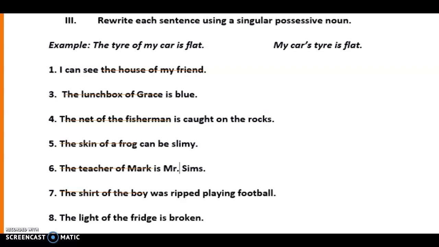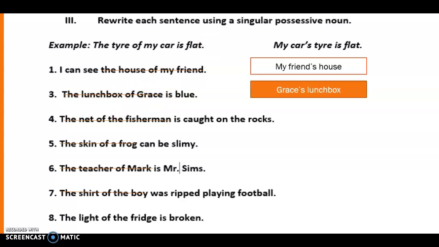Let me see. The example says, I can see the house of my friend. Of course it is wrong. I can see my friend's house. The lunchbox of Grace, it is wrong. So we say Grace's lunchbox. We don't use the here. The net of the fisherman is caught on the rocks.